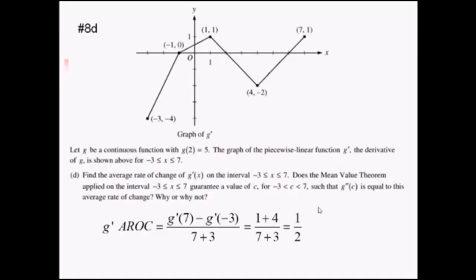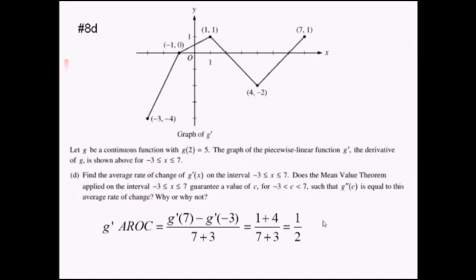All right. So the next part is, does mean value theorem applied on this interval from negative 3 to 7 guarantee a value of c for negative 3 less than c less than 7 such that g double prime is equal to this average rate of change? Why or why not? So they're asking, does the mean value theorem apply here? Does the mean value theorem guarantee that the derivative of this function somewhere equals 1/2?